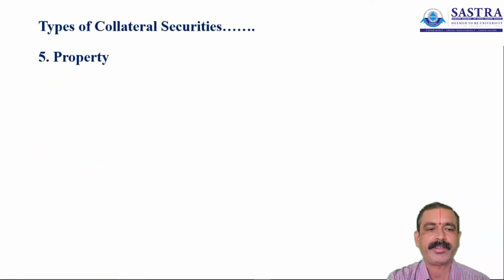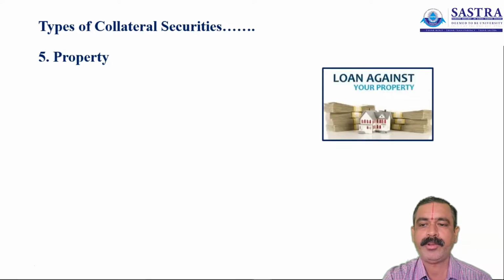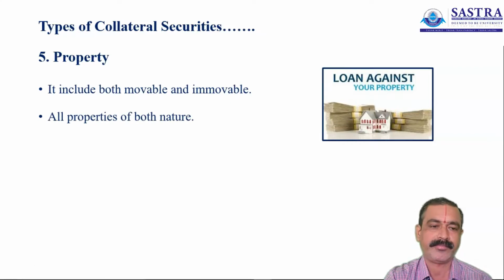Then another part of collateral security is property. Property includes both movable as well as immovable assets. Movable assets include gold, silver, finished goods, stocks and shares, bills of exchange, etc. Immovable assets are land, buildings, plant and machinery, equipment, etc. Lending against movable properties is advantageous. All properties of both natures are considered for lending advances as collateral securities.